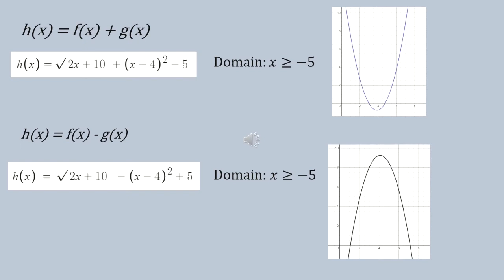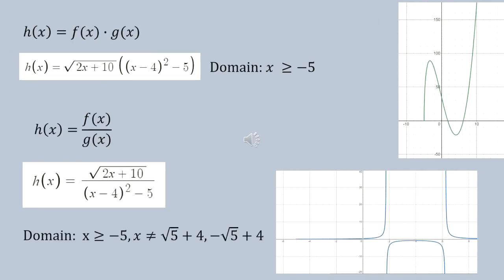If I were subtracting, there's just a little bit of simplification. Notice if I'm subtracting g of x, you obtain minus the quantity (x minus 4) squared, but then plus 5. You were subtracting 5, but now that you're subtracting g of x, you would be adding 5. And the domain is still the same restriction from the square root, x is greater than or equal to negative 5.